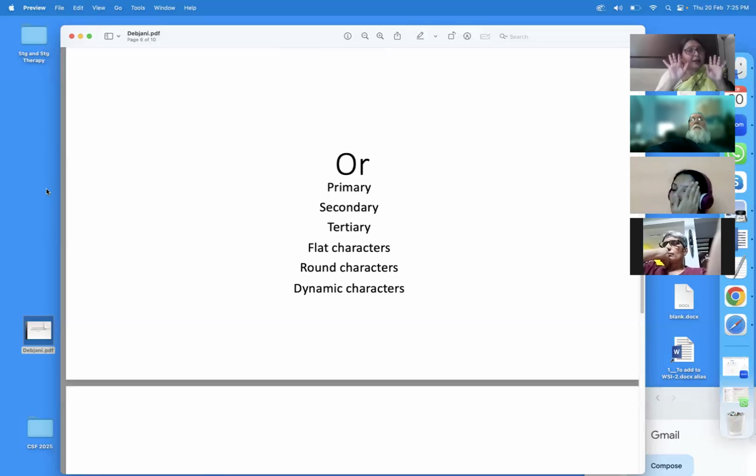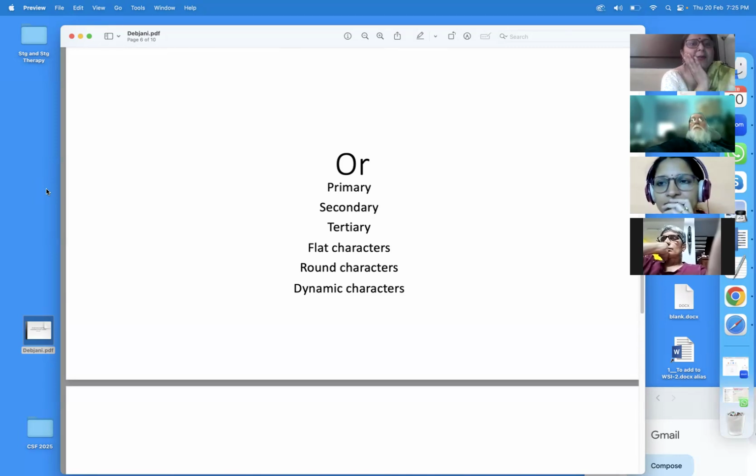Okay. And now I will pause and ask you to take out your notebook or whatever you have and try to jot down a story that you are working on, or you can just randomly pick a story and see who the primary characters of your story are, who the secondary characters are, and if you have tertiary characters, not that all stories have tertiary characters. So first, let us start by jotting down.